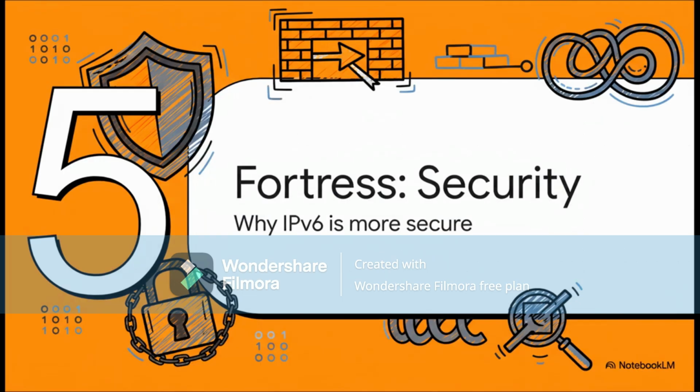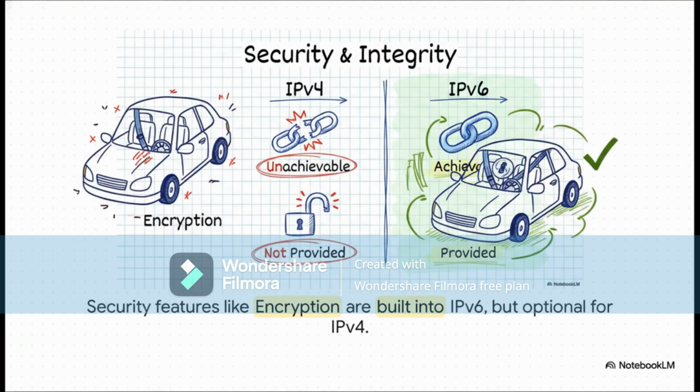Now we need to talk about one of the most important upgrades of all, security. In today's world, this is a massive deal, and it's a topic that examiners absolutely love. With IPv4, security was kind of an afterthought, an optional extra that wasn't always used. But with IPv6, security protocols are baked right into the system. It's mandatory. Think of it like a car. IPv4 was like a car sold without seatbelts, and you had to choose to add them later. IPv6 comes with airbags and seatbelts as standard equipment.